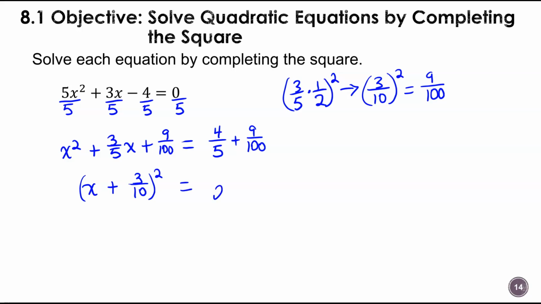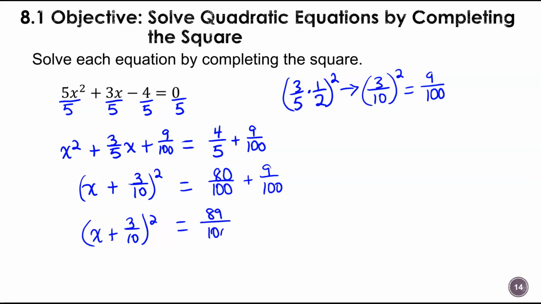Now, if I add these two together, oops, I'm thinking multiply by 20. I need a common denominator, right? So 5 times 20 is 100, 4 times 20 is 80. So here's what we have. X plus 3/10. I'll go ahead and keep that there until I have this. And then we apply the square root property. Now you guys can just use your calculators for that fraction part.